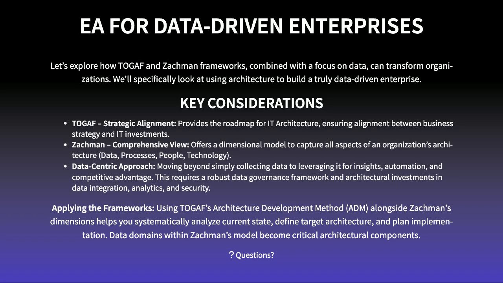Okay, let's talk about building a data-driven enterprise. We're looking at how TOGAF and Zachman can help us do that effectively. TOGAF gives us a strategic roadmap for IT architecture, making sure it aligns with the business goals. Zachman provides a really broad view of everything involved in an organization, from data itself to processes and people. The key here is moving beyond just collecting data. We need to actually use it for insights and smarter decisions. Think about how TOGAF's ADM process, combined with Zachman's dimensional model, allows us to build a solid architecture around our data, ensuring it's governed, secure, and ready for analytics.